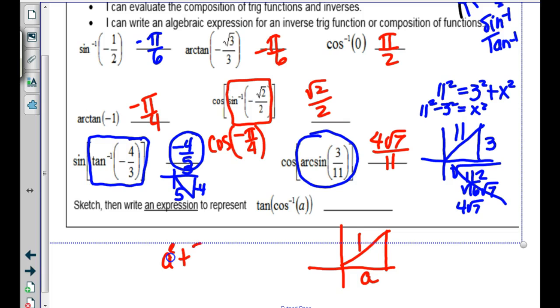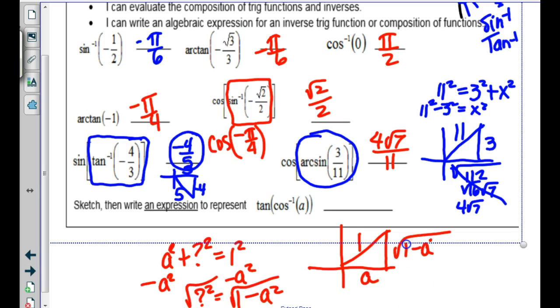So a squared plus question mark squared equals 1 squared. I subtract, so I get question mark squared equals 1 minus a squared, since 1 squared is just 1. And then I square root. Can I simplify? No. So I have the square root of 1 minus a squared. Now what is the tangent of that picture? Can I simplify that? No.